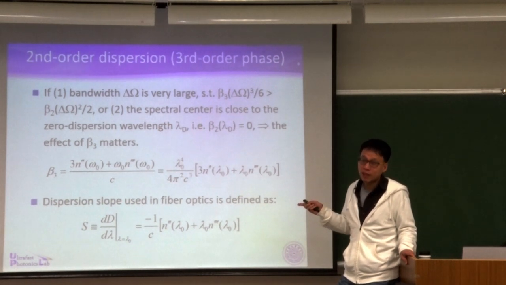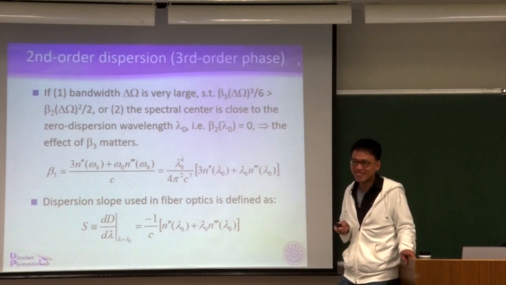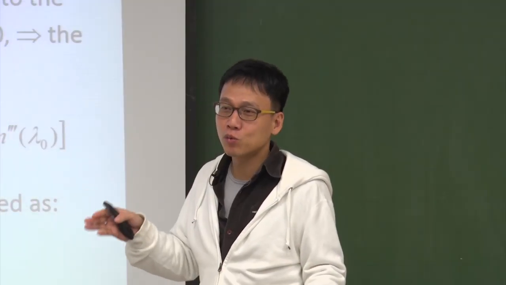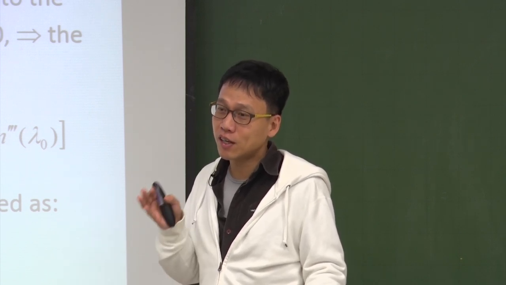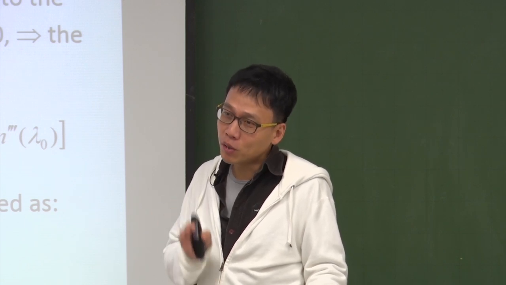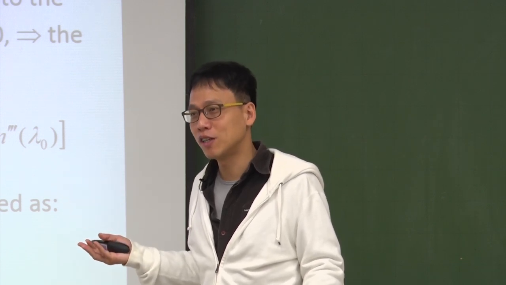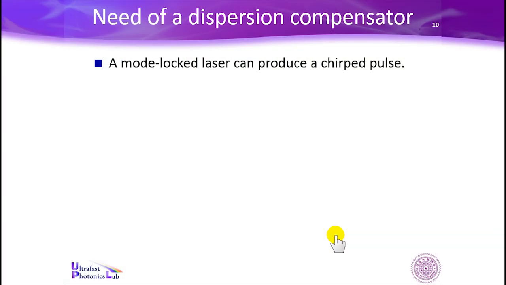However, people later found that it's not a good choice. If you're working at 1300 nanometers, you will have zero beta 2, but in that case, cubic phase dominates. And it's more difficult to deal with cubic phase. Okay. So eventually, people switched to 1500 nanometers, 1550 nanometers. Although the dispersion is not zero, the loss is minimal, okay? And you will suffer basically quadratic phase modulation. You need compression, but it's not too difficult. Okay. Any question?